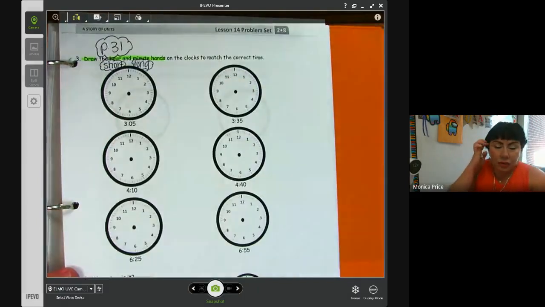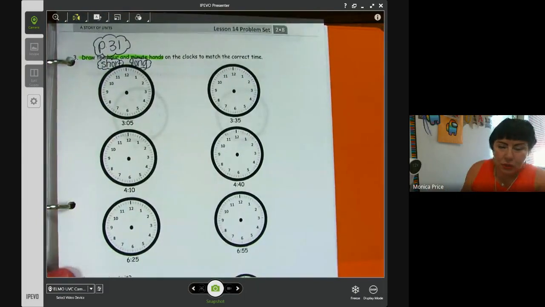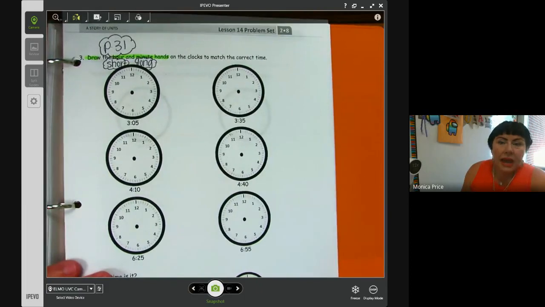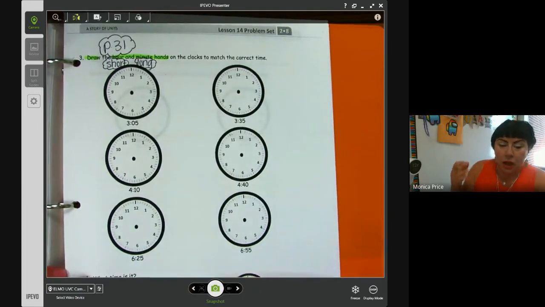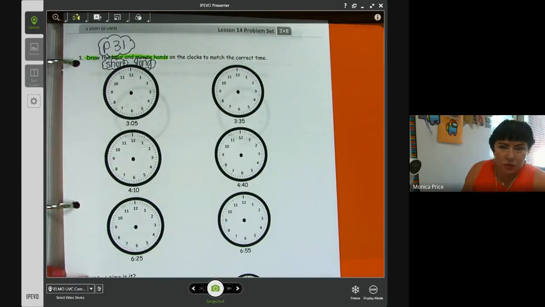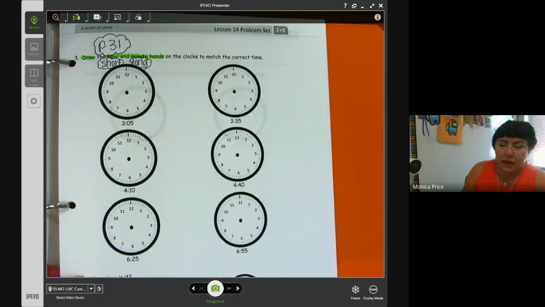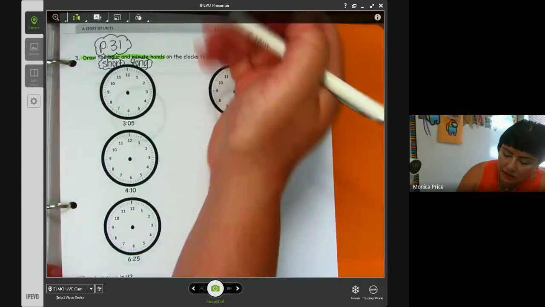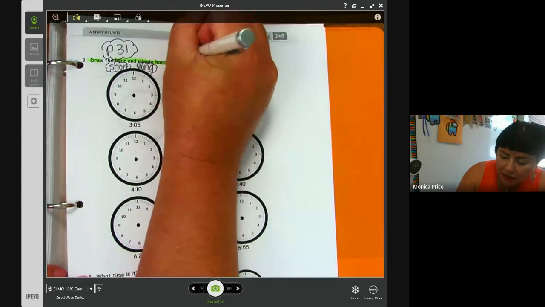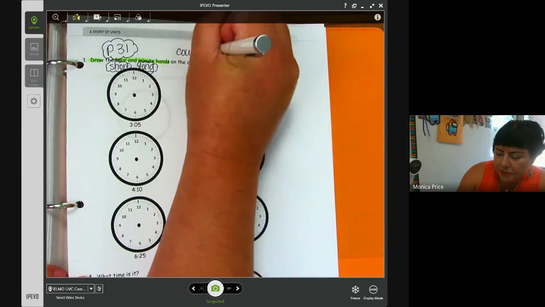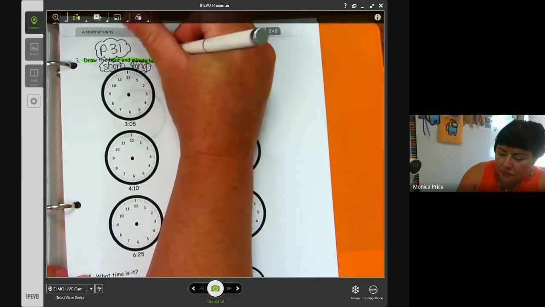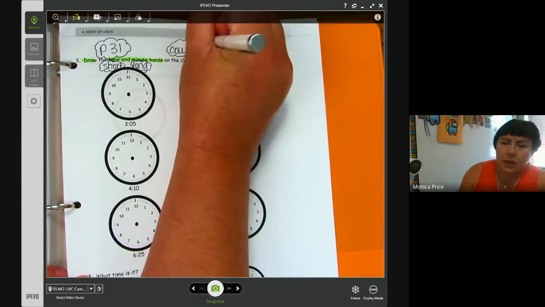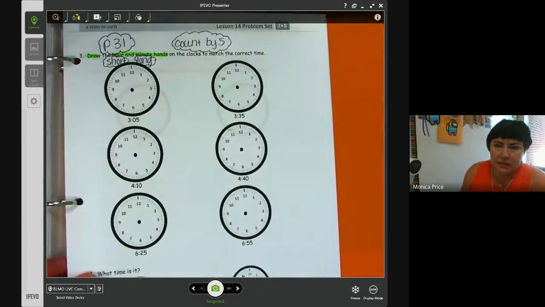Okay, and remember the key thing to do when we're working with time is to be able to count by one, obviously for hours, and count by fives when we're talking about the minutes. Okay, so especially our benchmark times. So we want to count by five. Okay, and this is something that we have practiced a little bit.